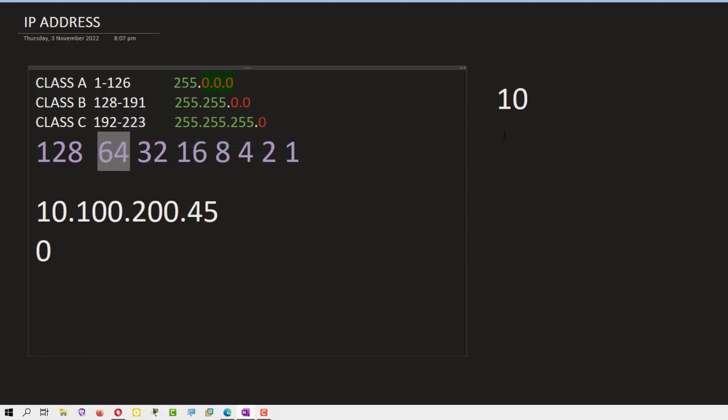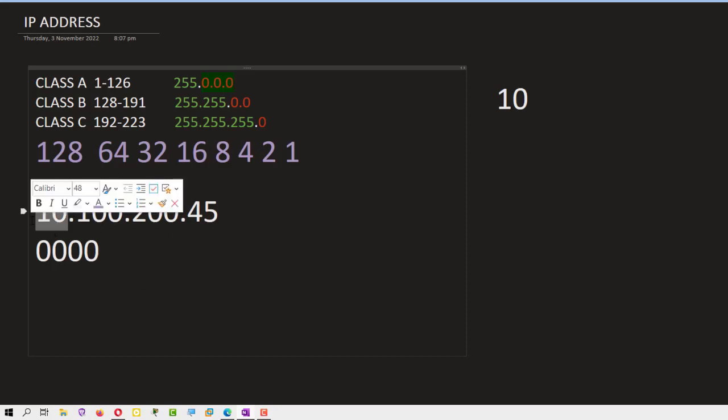How many times can 64 go into 10? 10 is smaller than 64, so we'll have 0. Now how many times can 32 go into 10? Likewise, 32 is bigger than 10, so 0. So 16 into 10, 16 is bigger, so 0. So we are just dealing with 10 here.